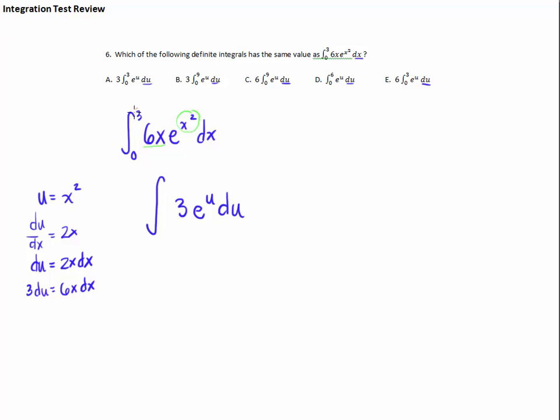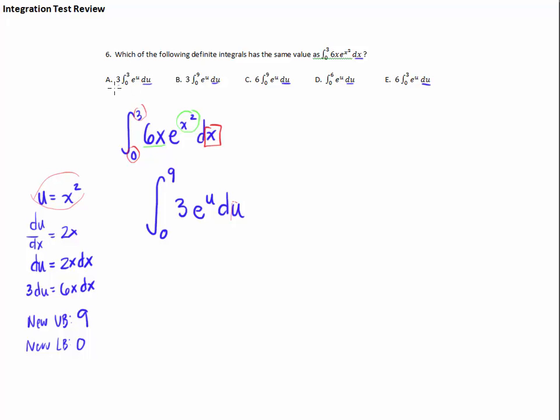Last thing that remains though, remember this and this, these are x values. And I need them to be u values. So we're going to plug these back into our equation that gives the relation between u and x. So we plug these in for x. So for the new upper bound, I plugged 3 in. 3 squared is 9, so my new upper bound is 9. Plug 0 in, 0 squared is 0. My new lower bound is 0. So we're going from 0 to 9. Now let's see if that matches anything up here.